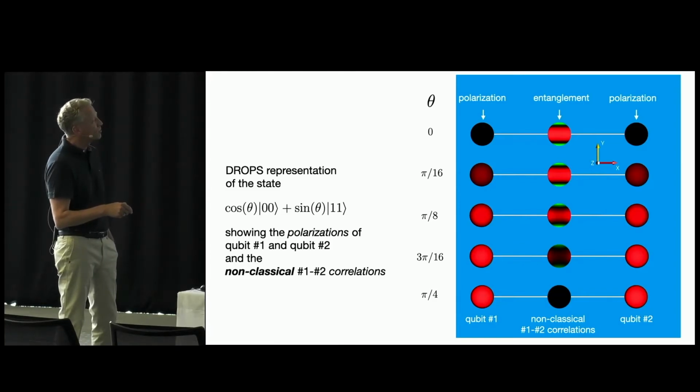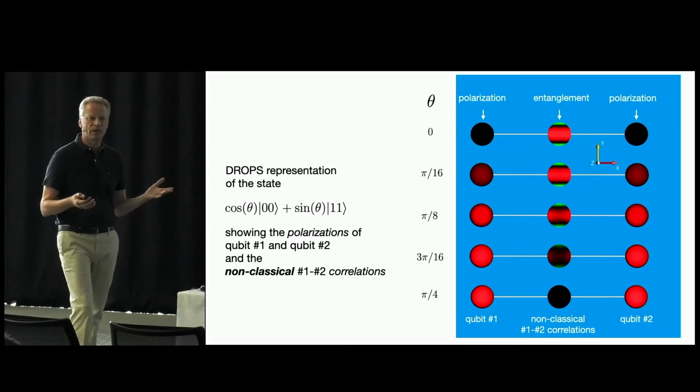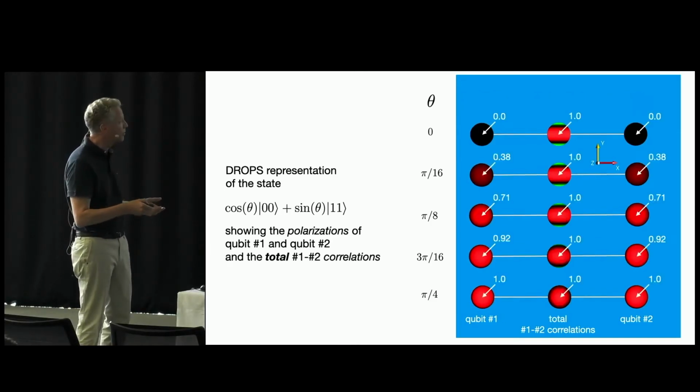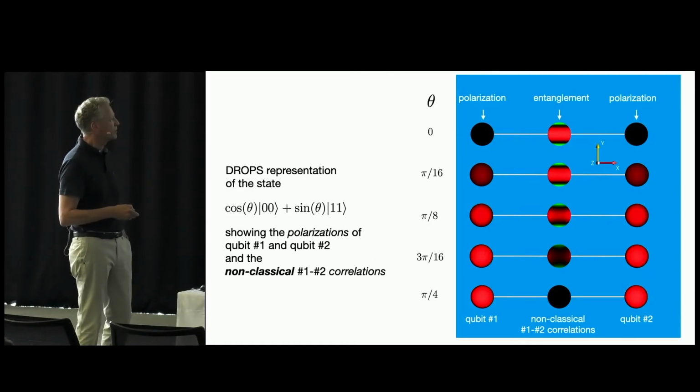Then there's no polarization on the individual qubits, but we have this entanglement, whereas this goes away if we are just, for example, in the 0-0 state, which would correspond to this case, where we have no entanglement. So there's still, as we have seen before, a lot of correlations, but not non-classical correlations.